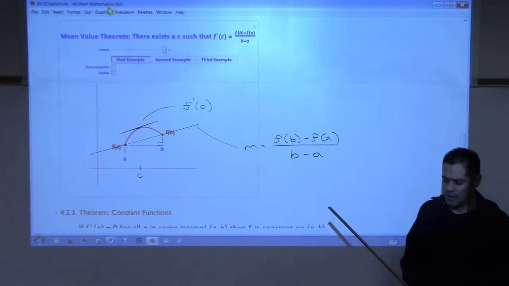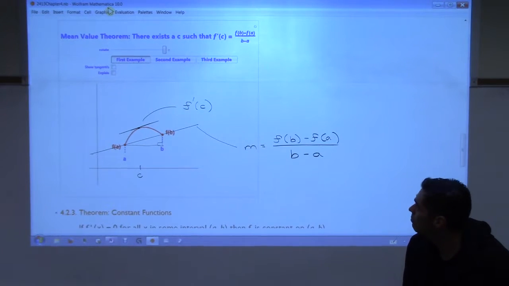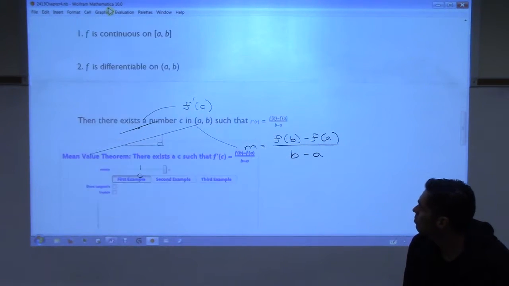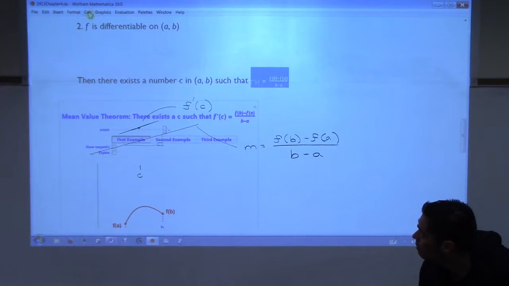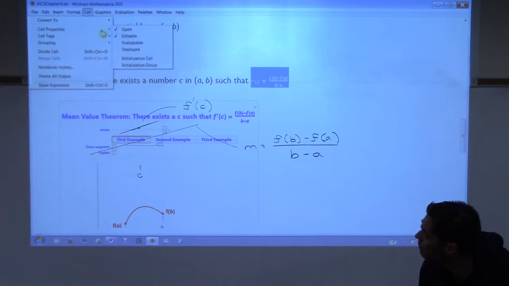And that's what the mean value theorem says. I'm just going to scroll back up. That's not very big here. Let me see if I can make this a little bigger. Have we talked about this? Have we talked about the mean value theorem?